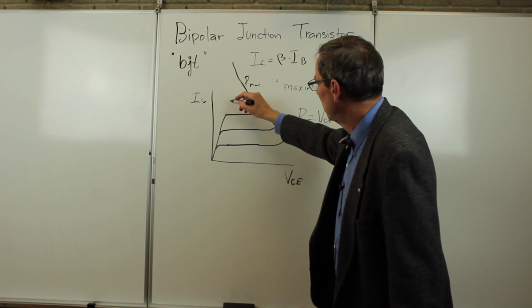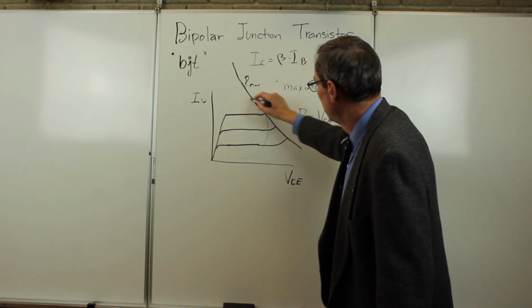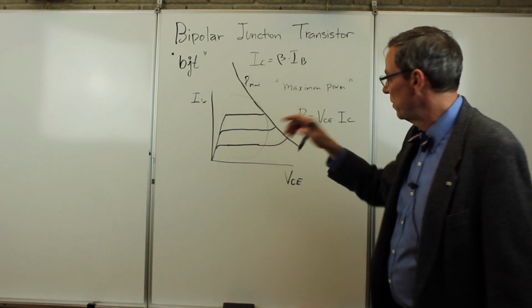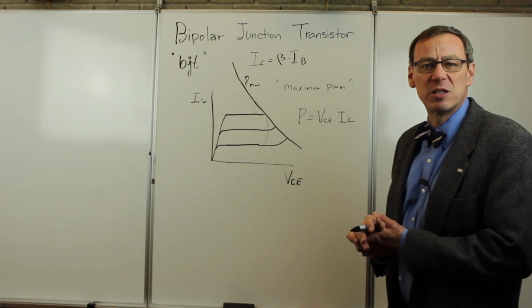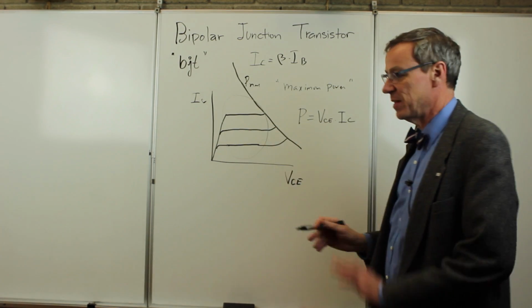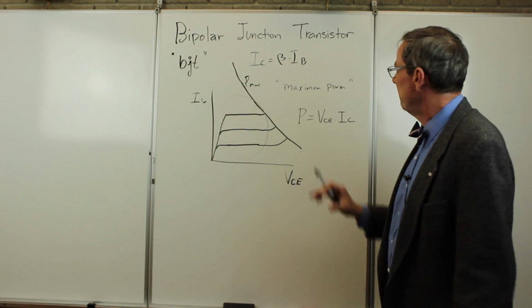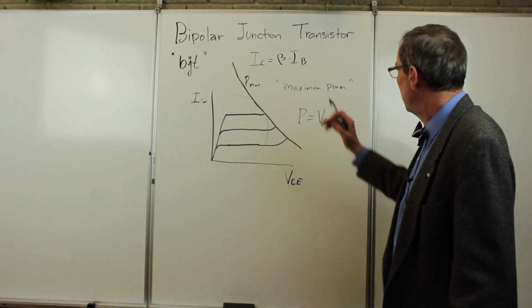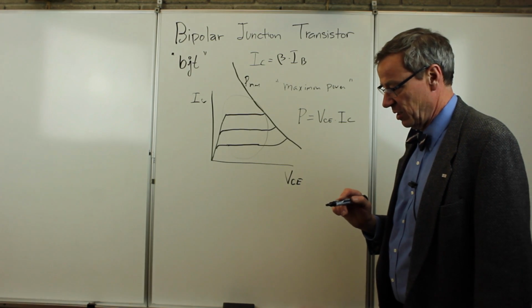So what we're usually looking at is we're operating in this flat region here, where the transistor behaves very much like a current source, constant current independent of the voltage. So that's the IV curve of a properly biased bipolar junction transistor.